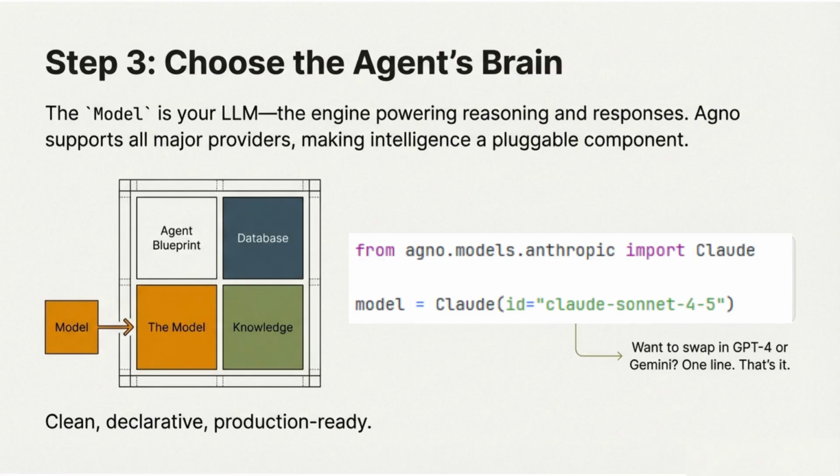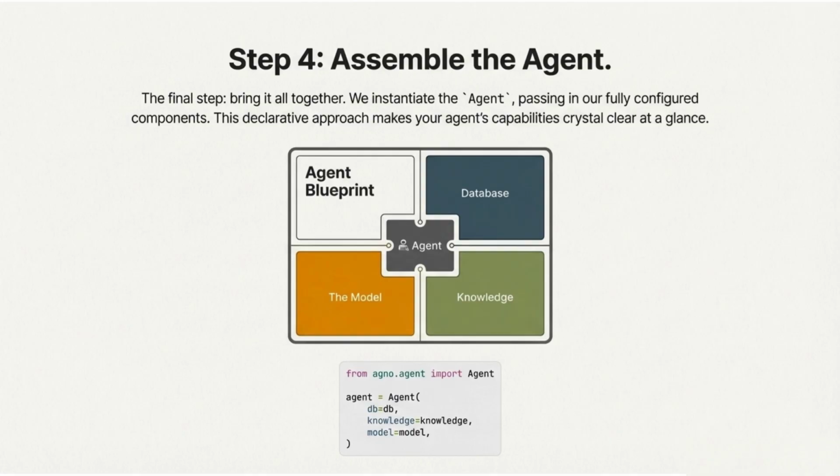Time to pick the brain. The model is your LLM, the engine powering reasoning and responses. We import the Claude class from Agno. Notice the specific path. We instantiate it using ID equals Claude Sonnet 4.5, but want to swap in GPT-4 or Gemini? One line. That is it. Pluggable intelligence, literally.